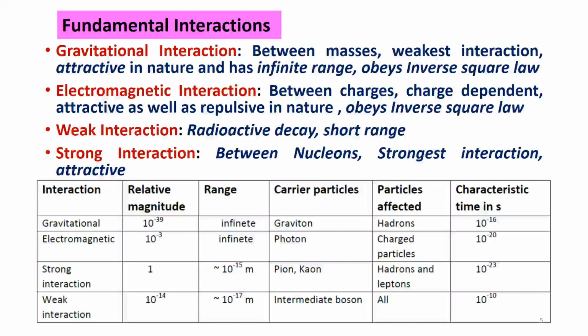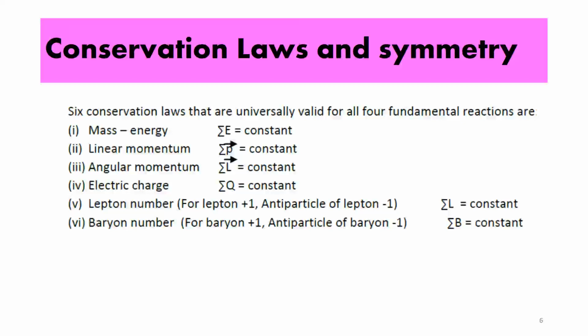The fifth column gives the particles affected. Hadrons are affected by the gravitational field. Charged particles are affected by the electromagnetic interaction. Hadrons are affected by the strong interaction. Almost all elementary particles are affected by the weak interaction. The last column of this table gives the interaction time. It is 10 to the power of minus 16 seconds for the gravitational interaction, minus 20 seconds for electromagnetic interaction, minus 23 seconds for strong interaction, and minus 10 for the weak interaction.